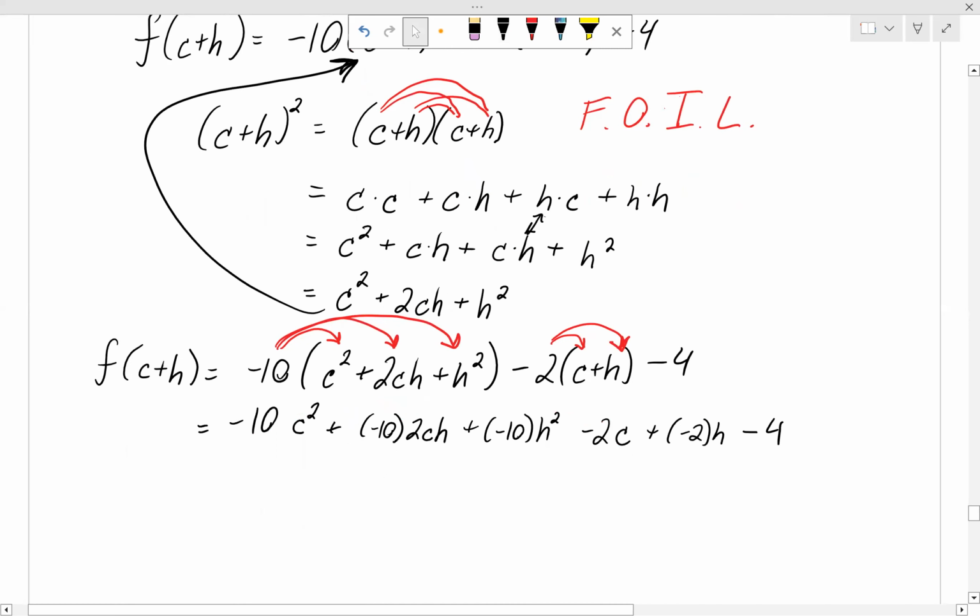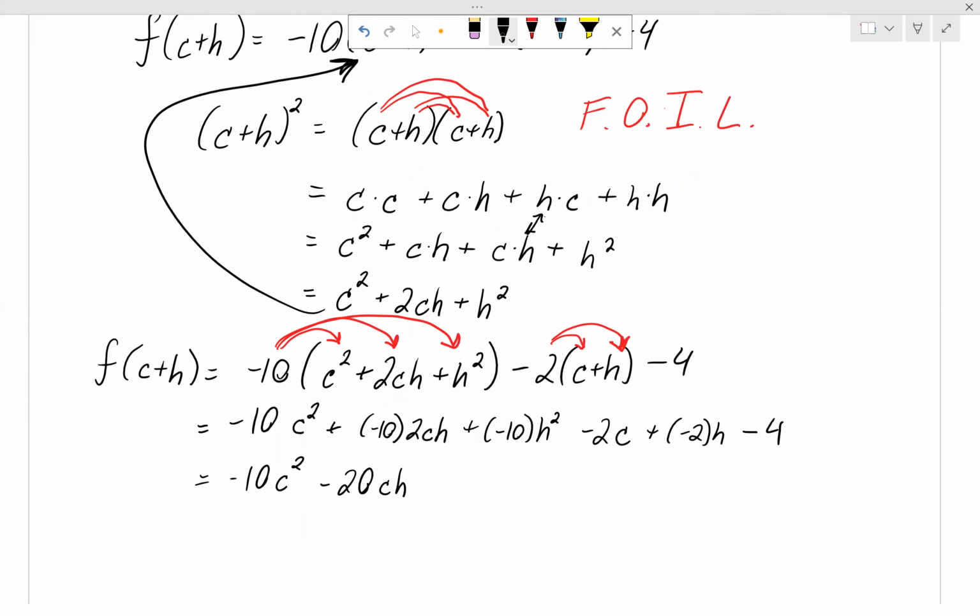All right. So then I'm going to get negative 10c squared. Negative 10 times 2 is negative 20. So I get minus 20ch minus 10h squared minus 2c minus 2h minus 4.